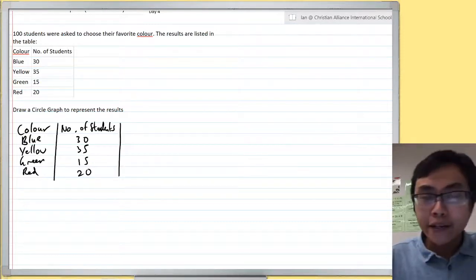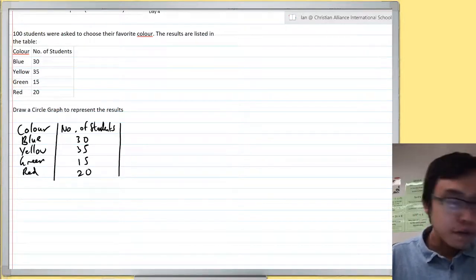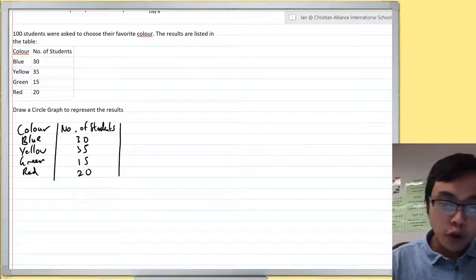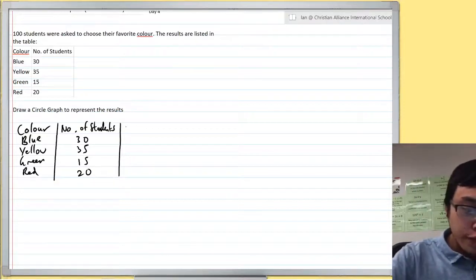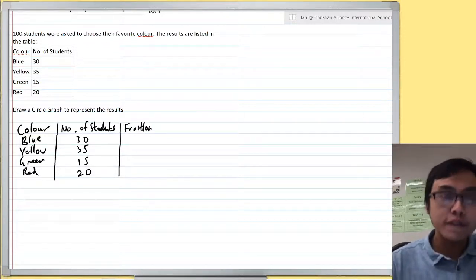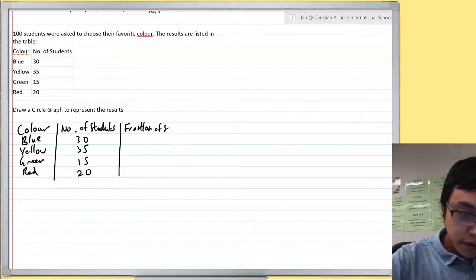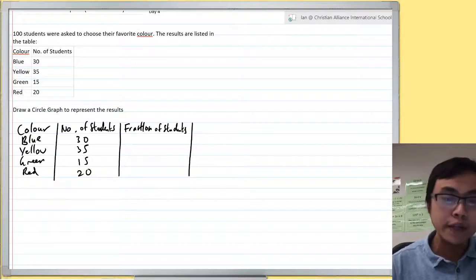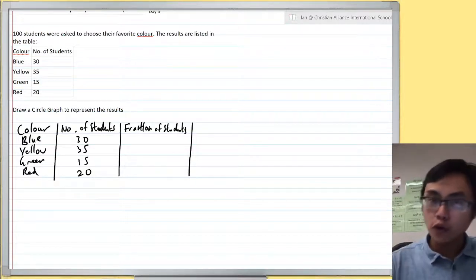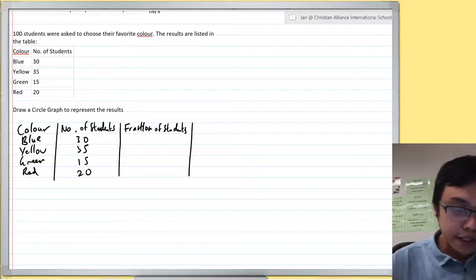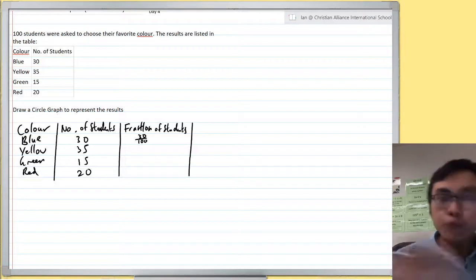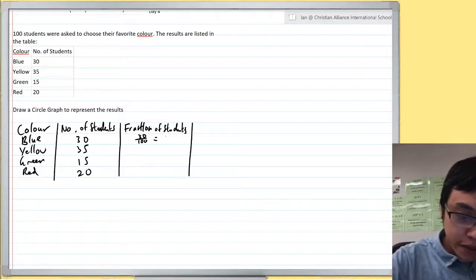Now, I'm going to add an extra column. We have to understand how many students were surveyed. There were 100 students surveyed. So I'm going to add an extra column called fraction of students. The fraction of students will be the number of students who like that color over the total number of students surveyed. In this case, 30 over 100. We can simplify that fraction. That is the same as 3 over 10.